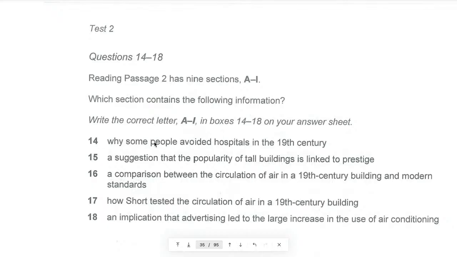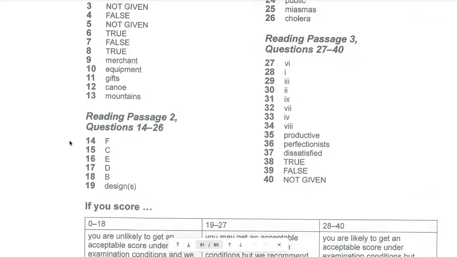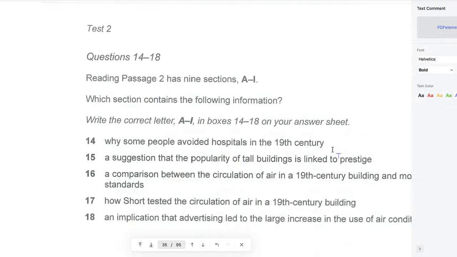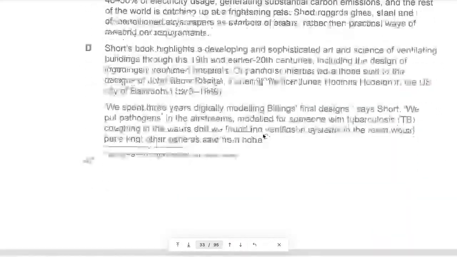And number 14, Nhi, go. Yes, why some people avoided hospitals in the 19th century. So where can we find the answer for this? Because here they say they have 9 sections, right? So which one? Okay, so number 14, the answer is F, right? Okay, now you can write F there. Why some people avoided hospitals in the 19th century? The answer is in section F. Okay, where's that?